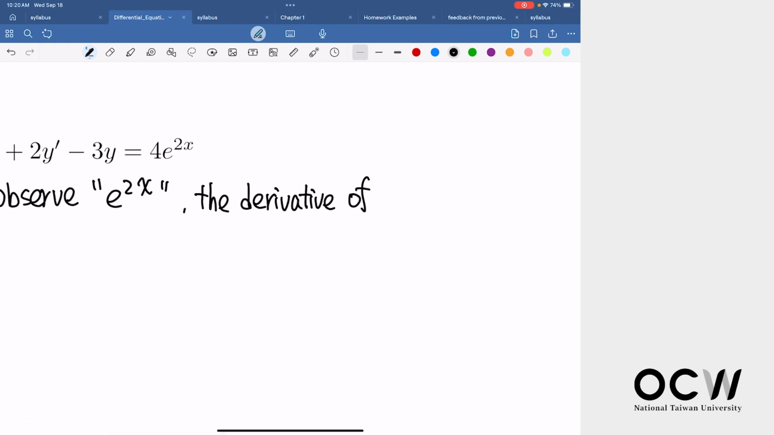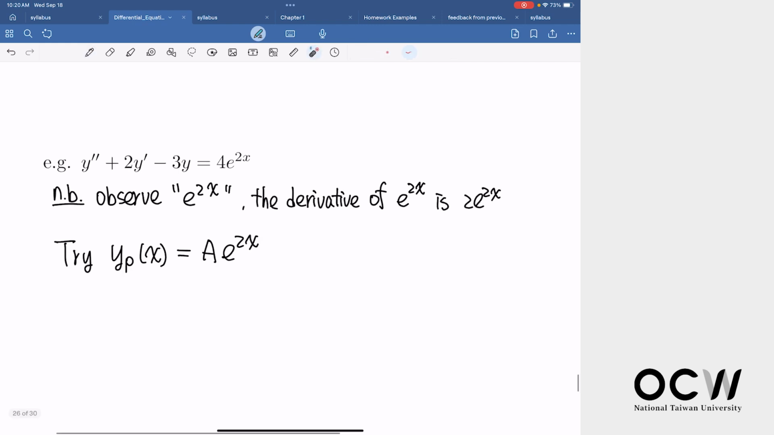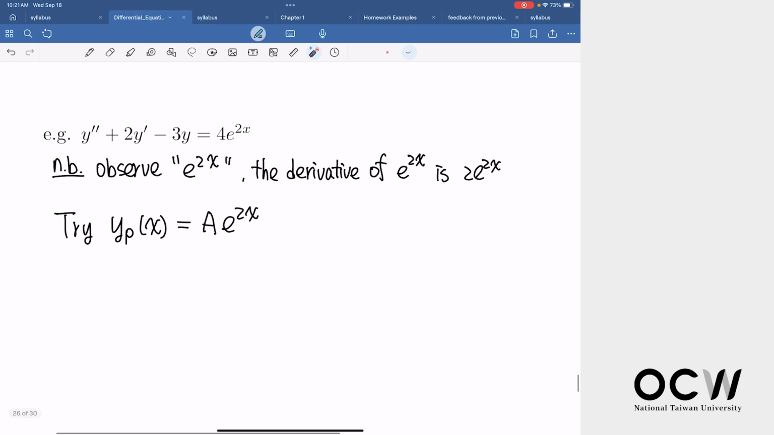The derivative of e to the 2x is 2 times e to the 2x. Therefore, I can guess my particular solution is a constant times e to the 2x. You cannot say that it should be e to the 4x or e to the 6x, because if you take the derivative, the form is still e to the 4x. It's not 2x. So I cannot compare the coefficients and find the constant a.